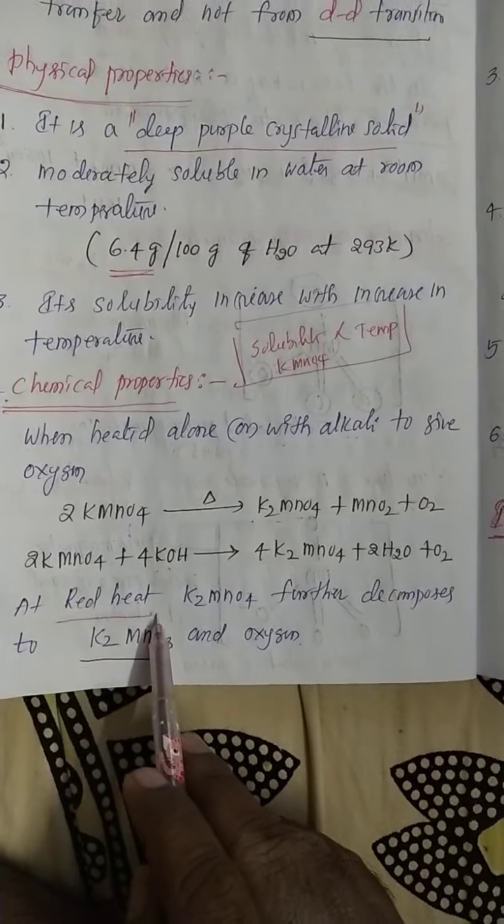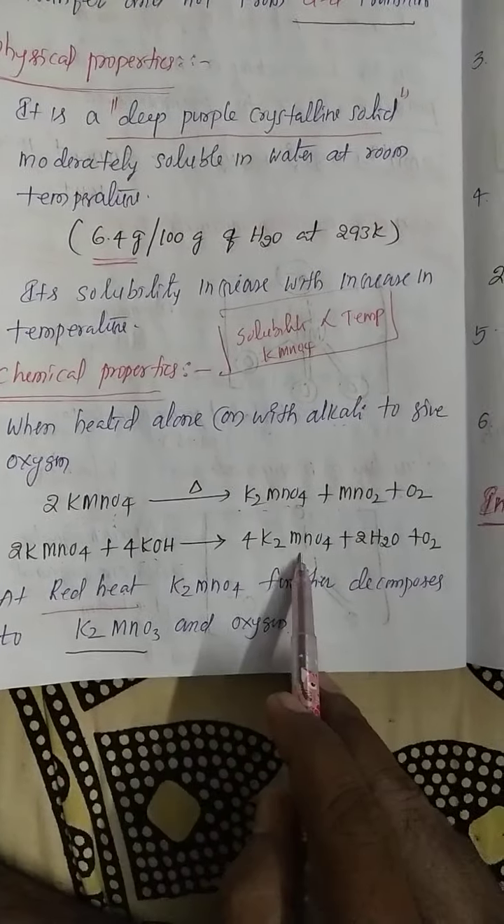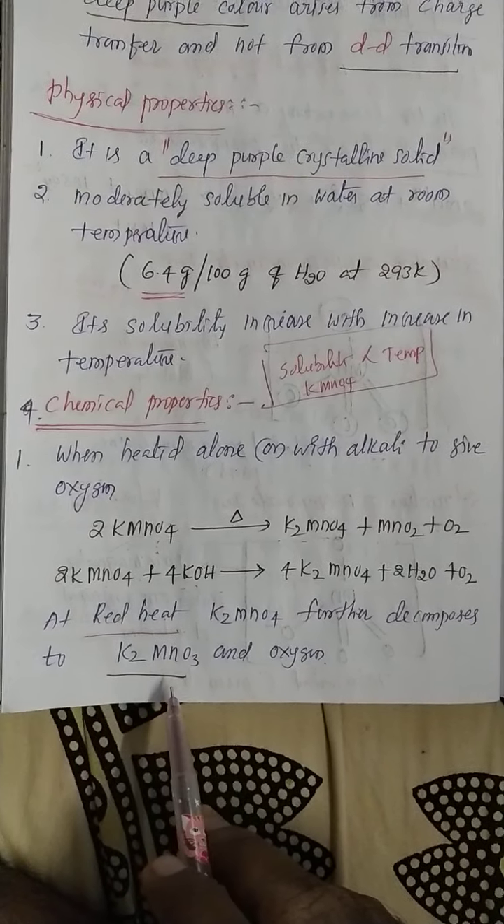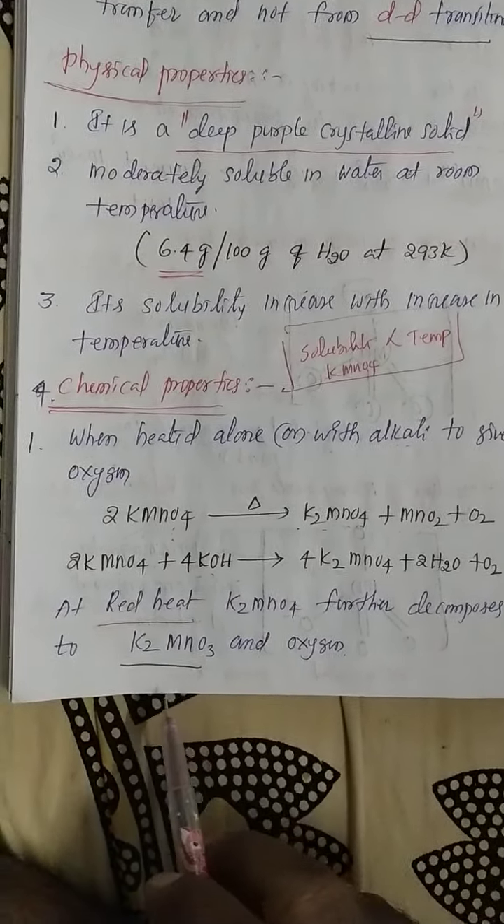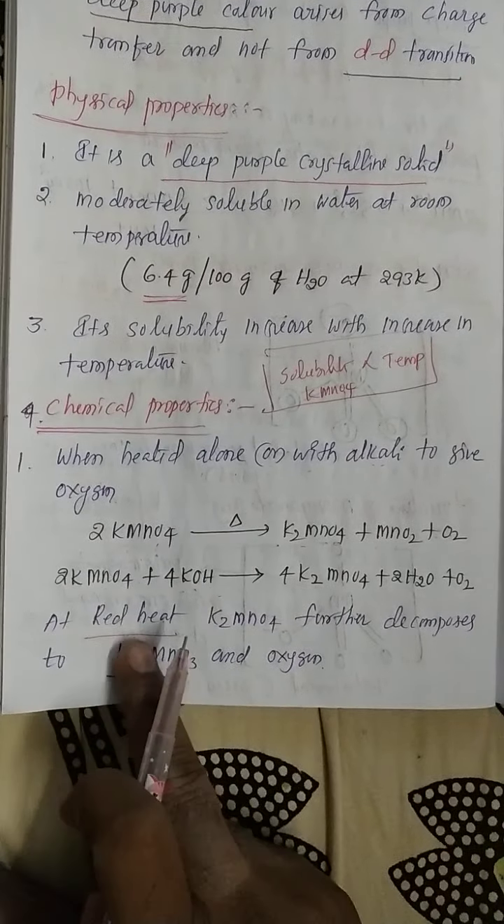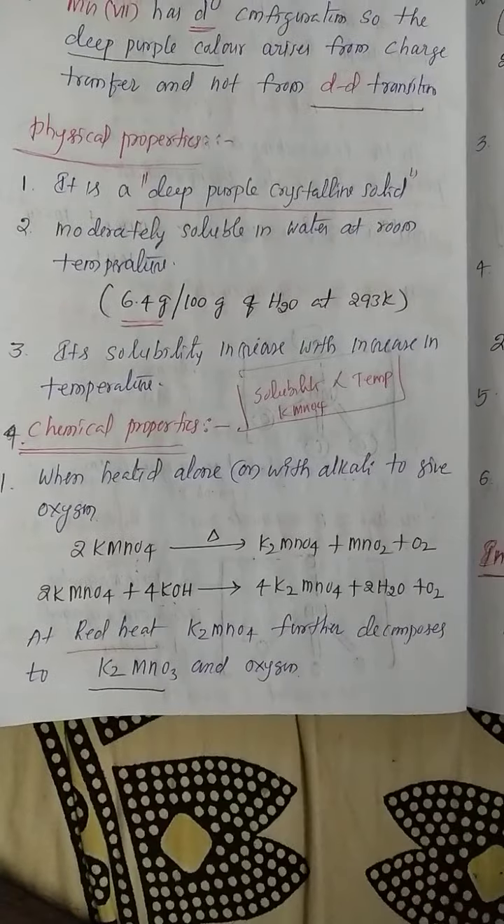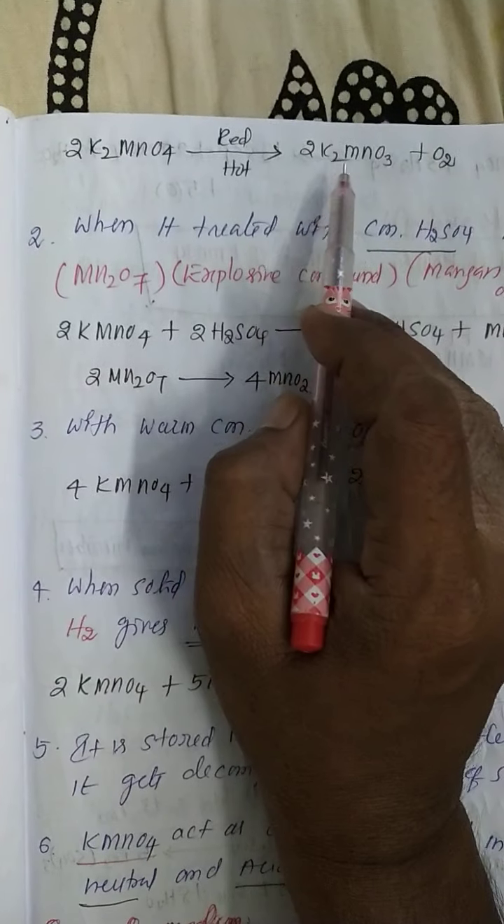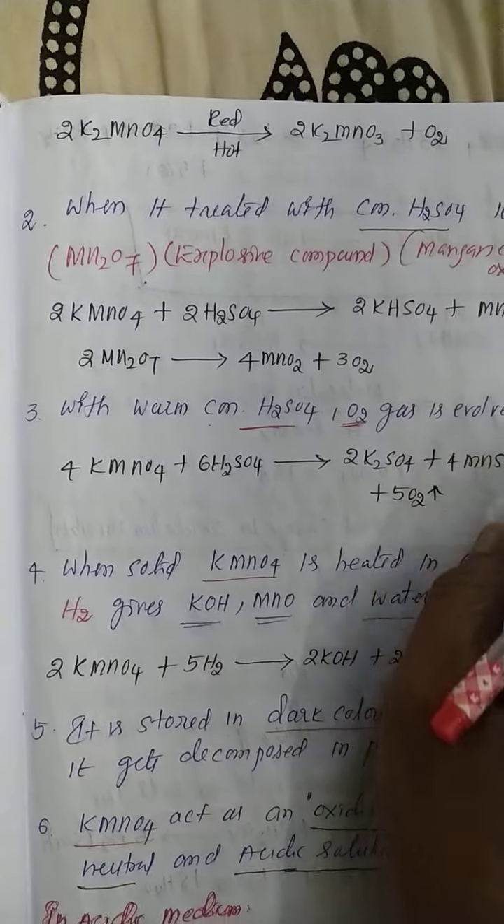At red hot, very hot, K2MnO4 further decomposes to K2MnO3 and oxygen. It's the most important, my dear students. K2MnO3 and oxygen are formed. See that equation here: K2MnO4 at red hot gives K2MnO3 plus oxygen.